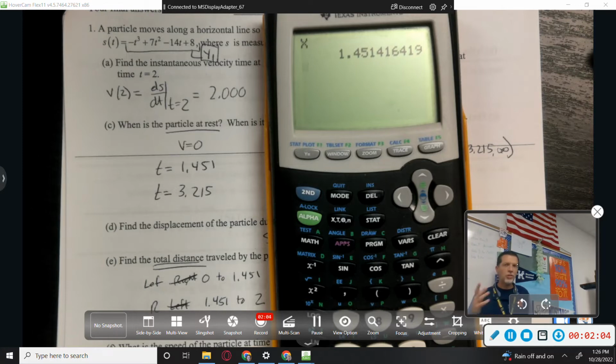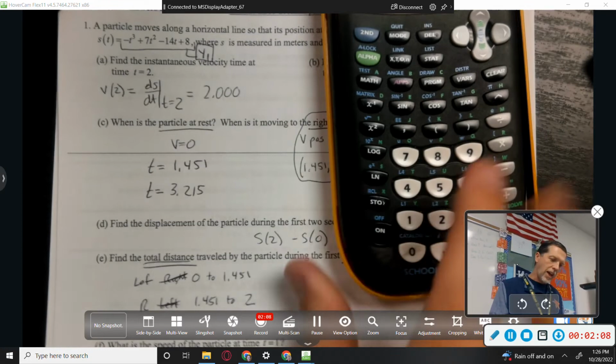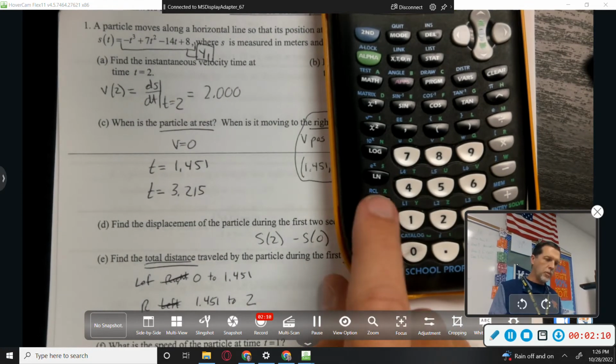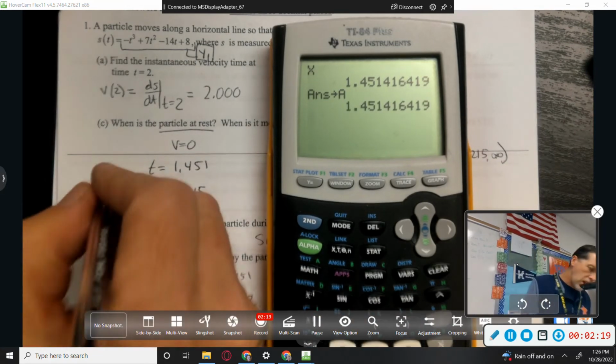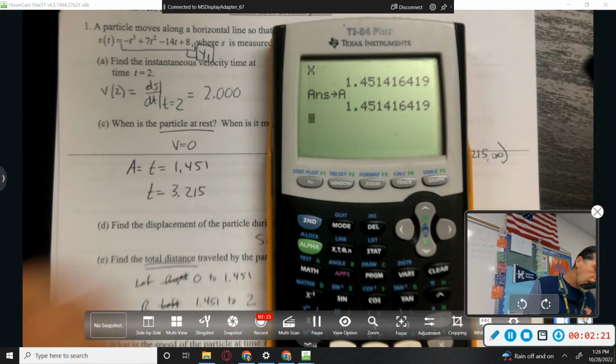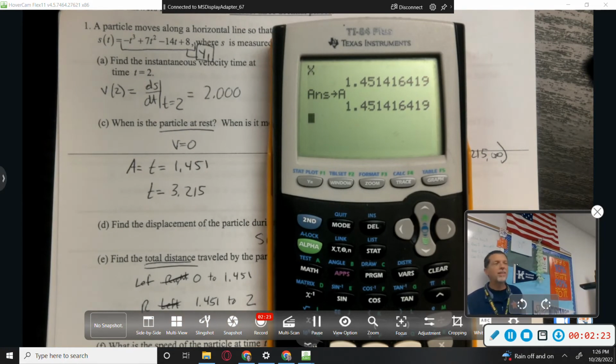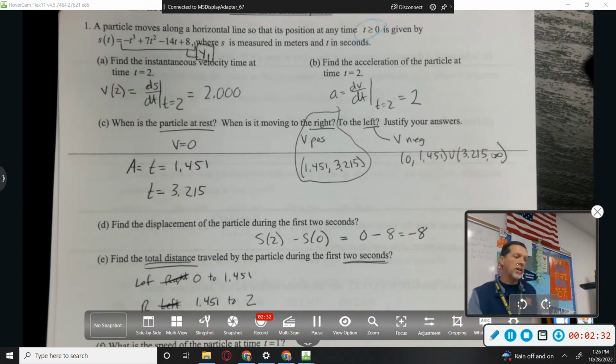Now, as soon as you start doing something else, X takes on different values. So I want to store that. So I'm going to press store. And I'm going to store that as, you can pick any letter you want, I'm just going to store it as A. Now whenever you type A, I can use that anytime I like. I can use A as that 1.451, until you overwrite it, until you save something else as A.